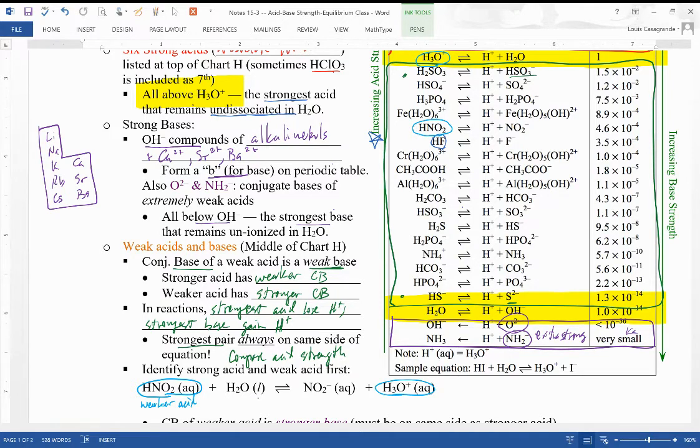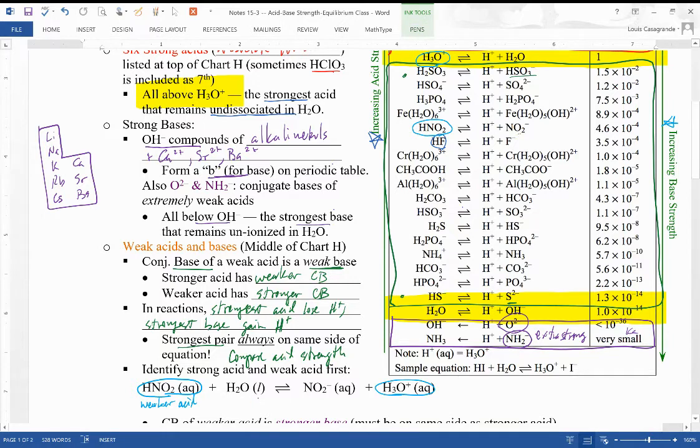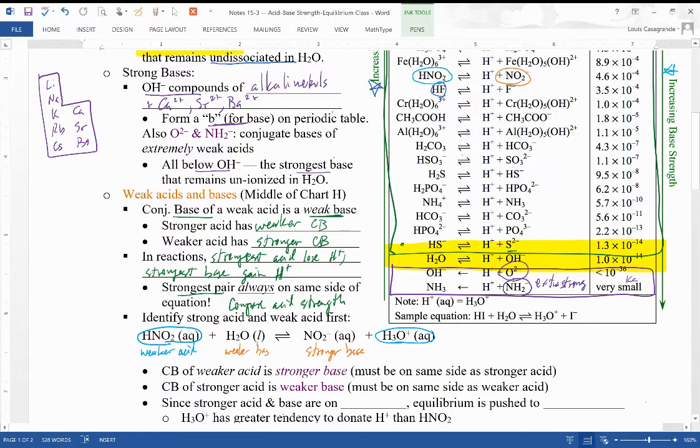Conversely, now look at the chart. I have on the right increasing strength as a base. That means that the NO2 minus, the nitrite ion, is going to be a stronger base. Well, if we look at it that way, H2O has to be a weaker base because H2O is the base on the left side. And the H3O plus has to be the stronger acid. And you can see that in the table because it's up higher.